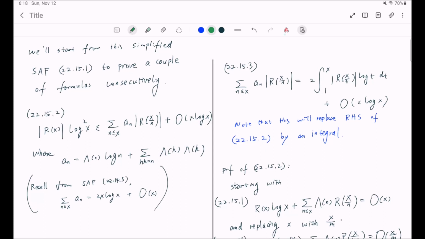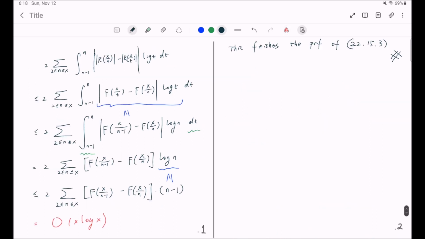Now we combine 22.15.2 and 22.15.3 by plugging this guy into here. We get the absolute value of r of x times log of x squared is bounded by twice of this integral plus big O of x times log of x.